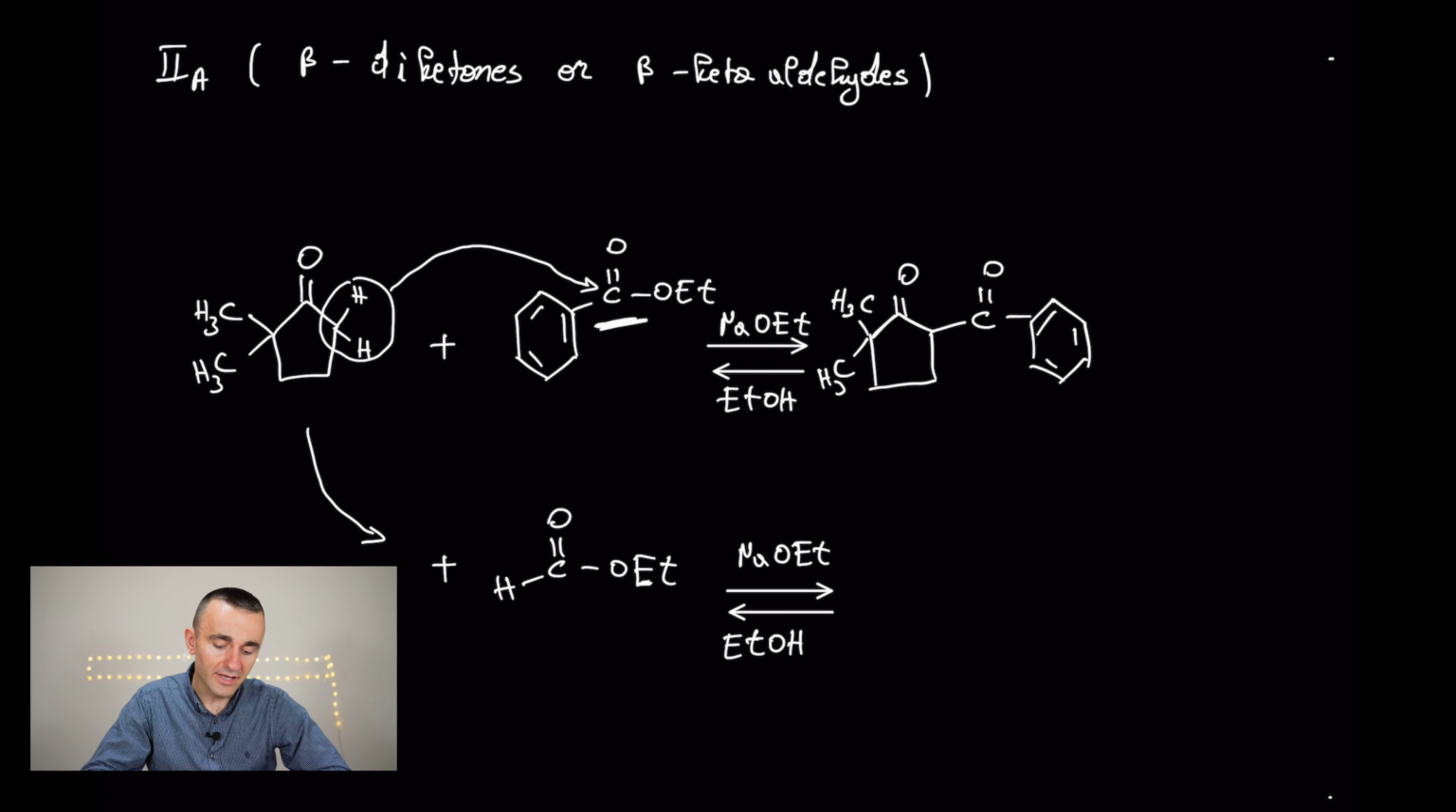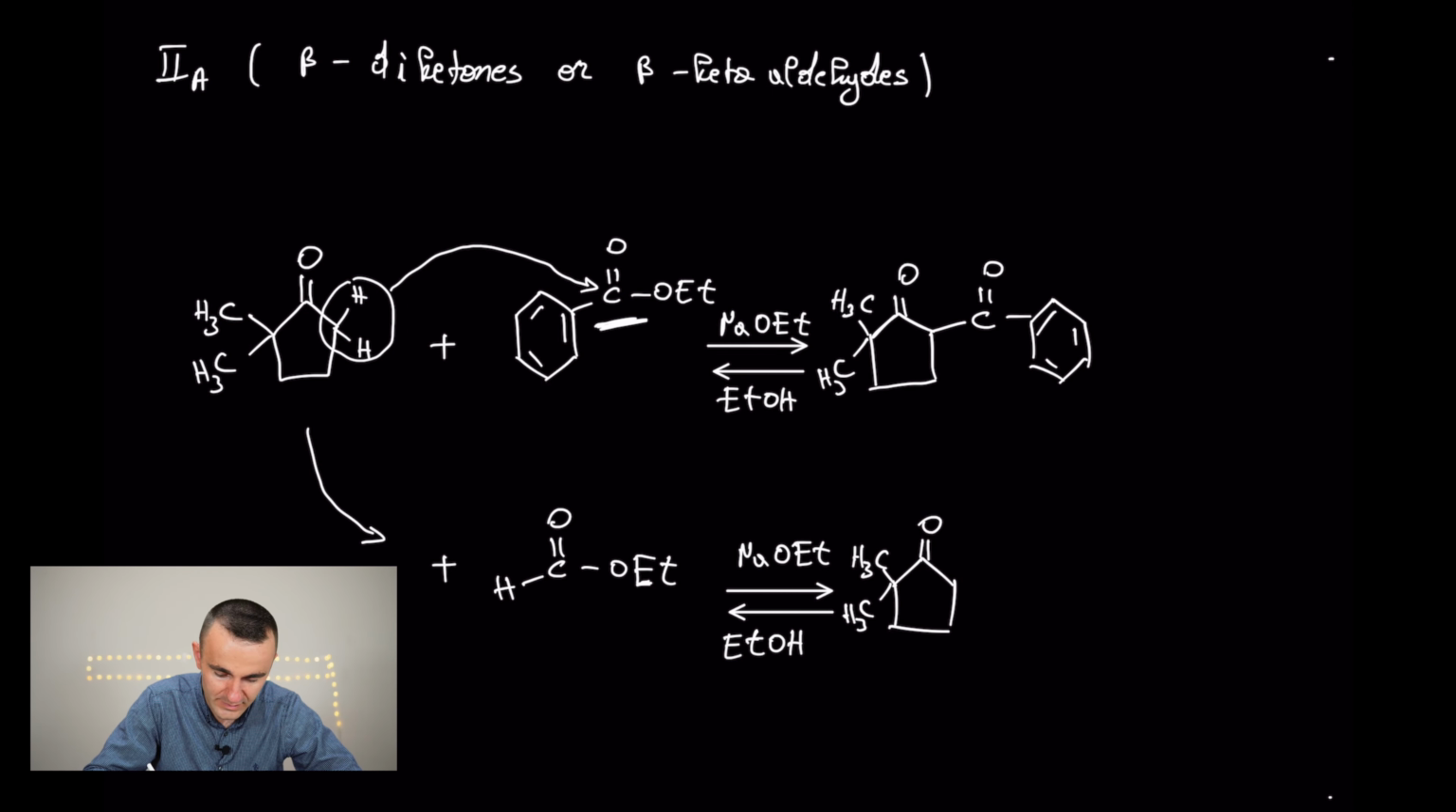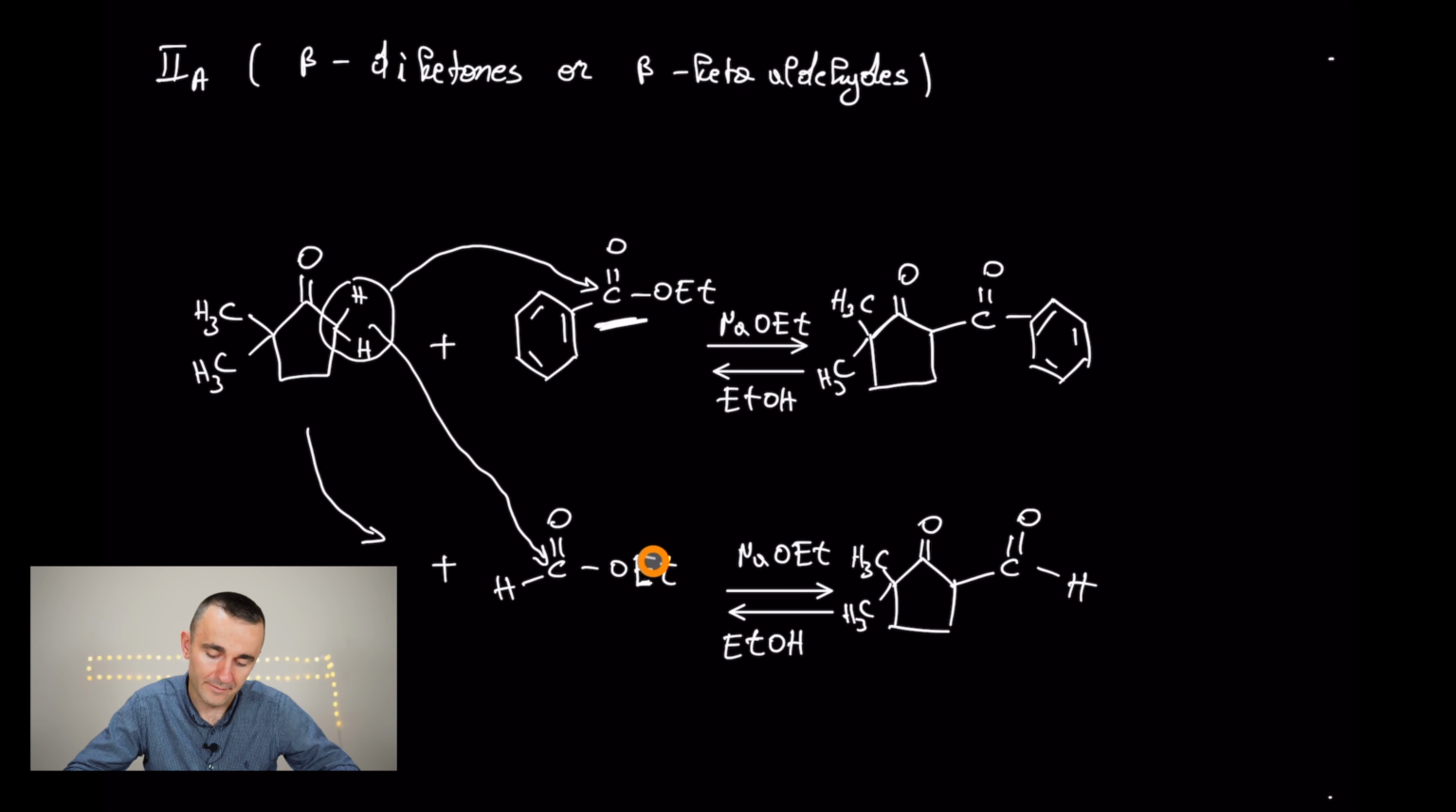In case you react with ethyl formate, you're going to have a beta-ketoaldehyde. What is going to be the final product? So the final product, because this is going to connect here, and you're going to have a beta-ketoaldehyde, because this ethoxy group is going to go away.